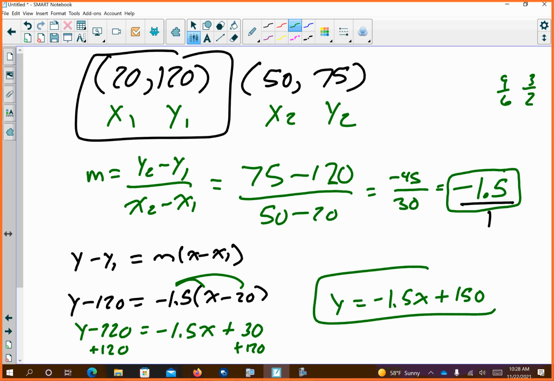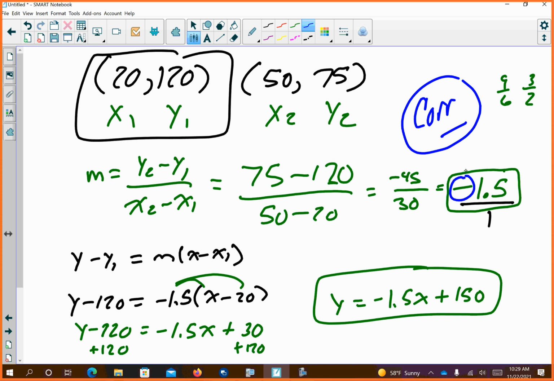So by me picking those 2 points, this is what I found out my line of best fit. Is my correlation negative or positive? It's negative. The reason it's negative is my slope is negative. That's the only reason that it's negative correlation. Negative correlation doesn't mean it's bad. It just means the slope of the line of best fit would be negative.